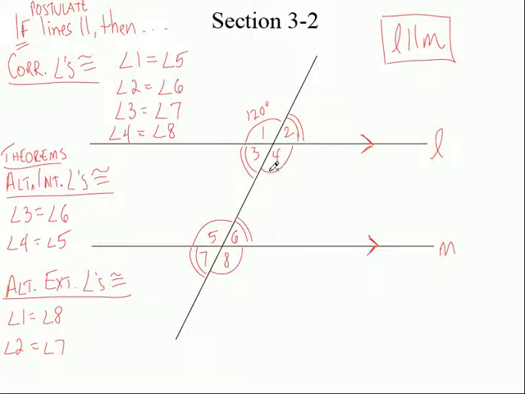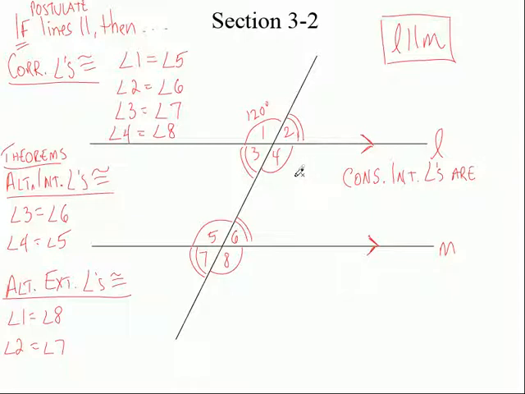Let's do one more. Now, this is not quite as easy to see, but tell me something about 4 and 6. What's the relationship? What's the name of 4 and 6? Consecutive interior angles, okay? So watch. I'm going to write consecutive interior angles. Now look, corresponding angles were all congruent. Alternate interior angles were all congruent. Alternate exterior angles were all congruent. What do you think is going to be true about consecutive interior angles? You would think they're congruent, wouldn't you?